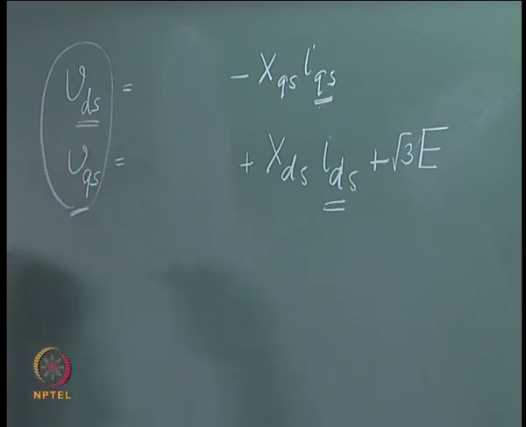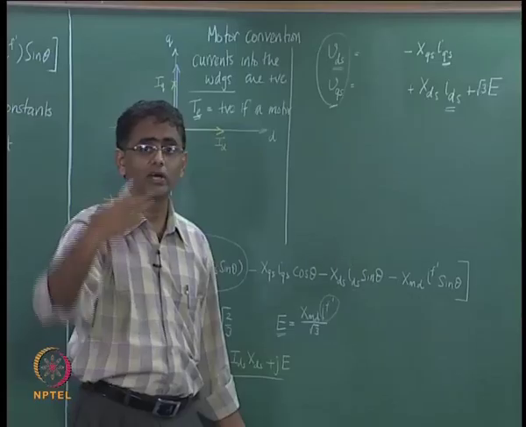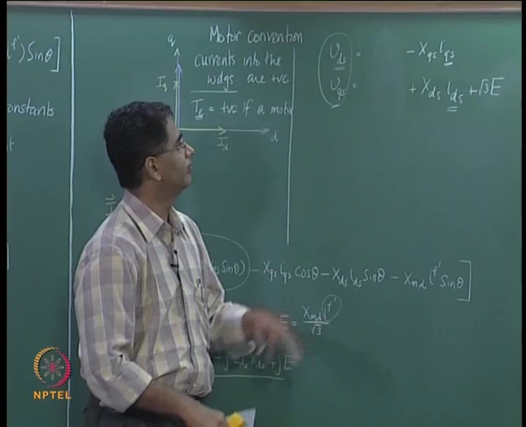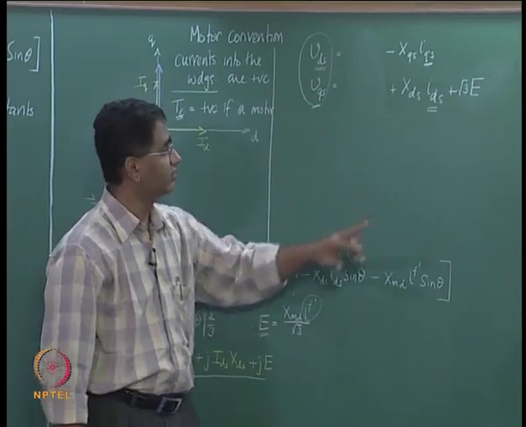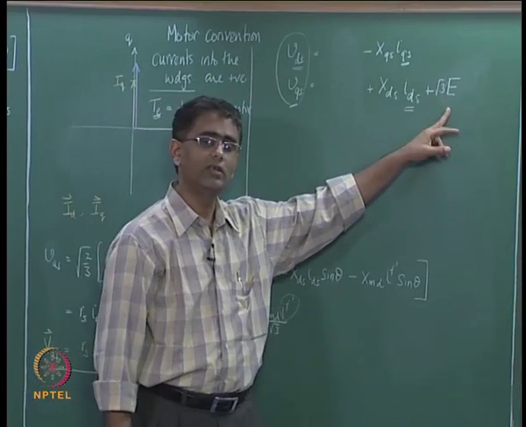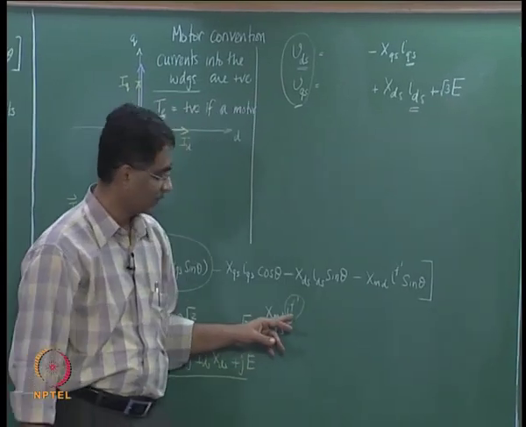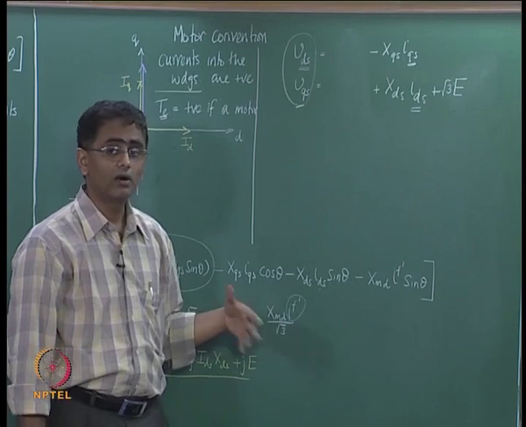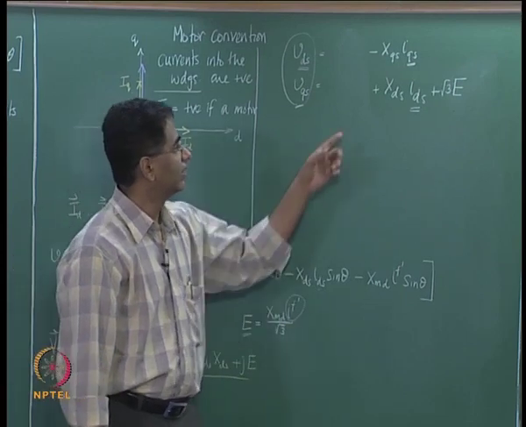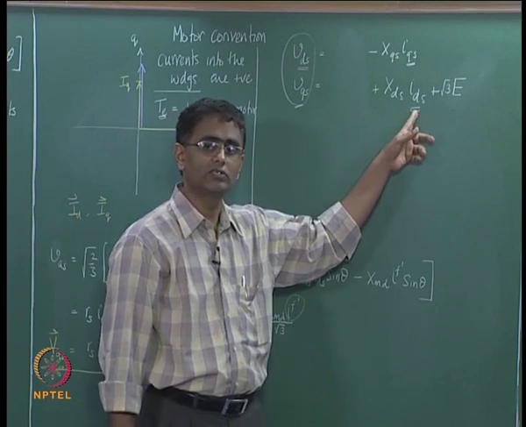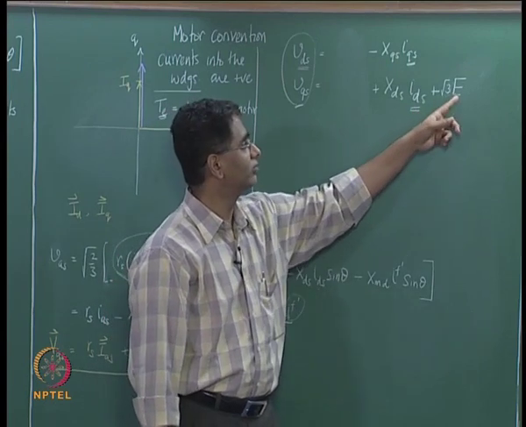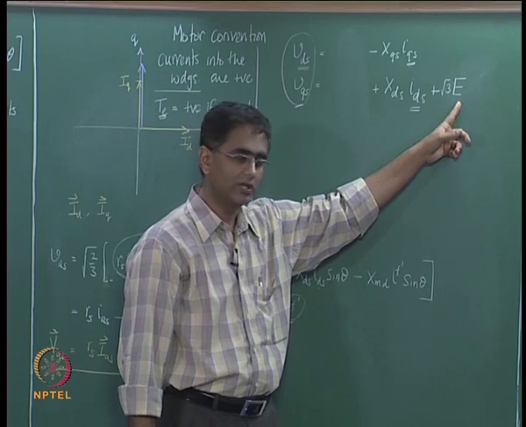So if the stator voltage has to be fixed once it is connected to the grid, what it really means is that VQS remains fixed even though you attempt to change E by changing this excitation. And how will that remain fixed? That will therefore mean that some current IDS will have to start flowing if you change this value of E.